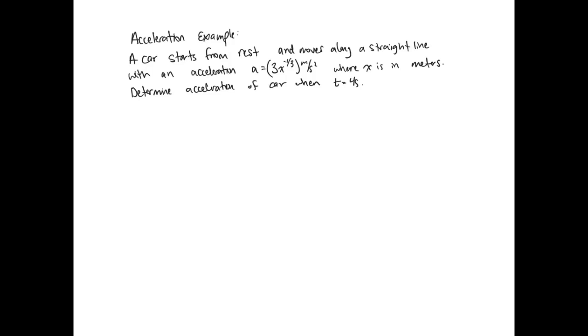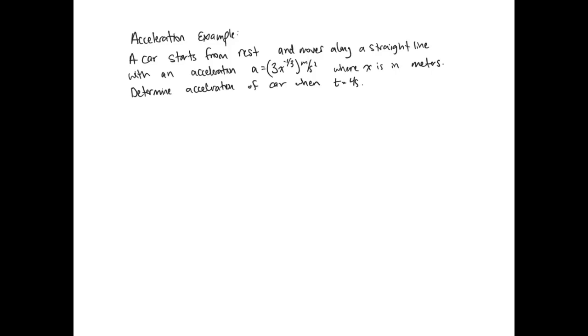In this video, we're going to look at another acceleration example. Here the problem says, a car starts from rest and moves along a straight line with an acceleration of a equals 3x to the negative 1/3 meters per second squared, where x is in meters. Determine the acceleration of the car when t equals 4 seconds.